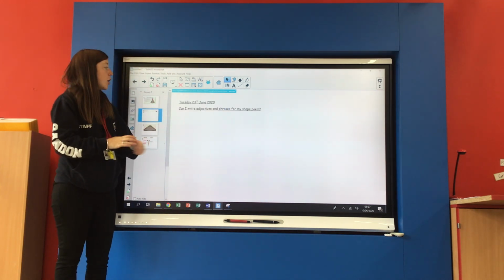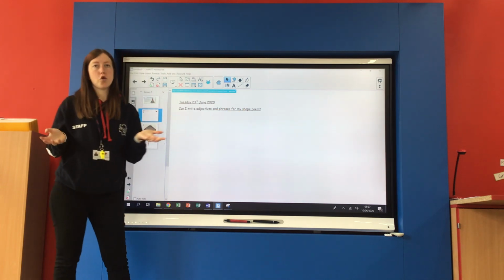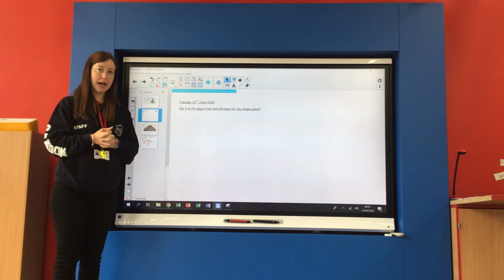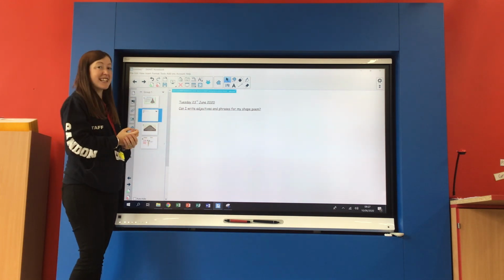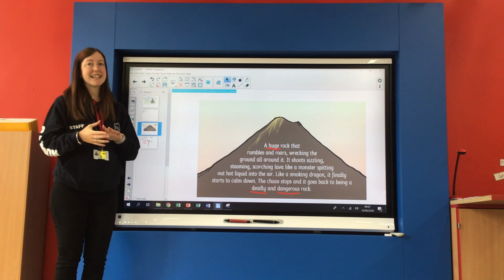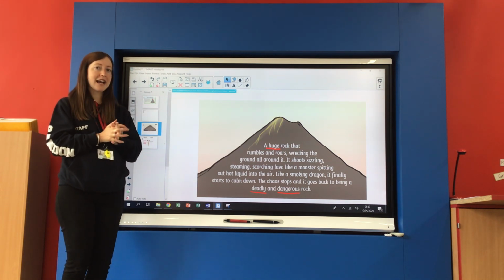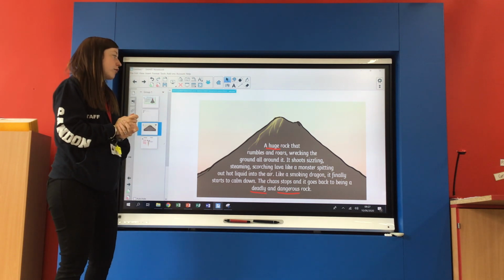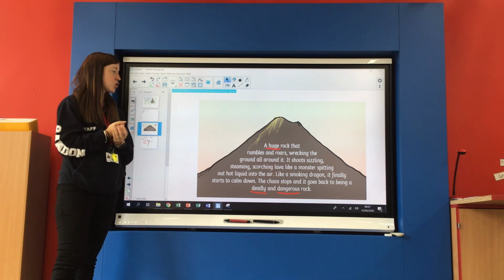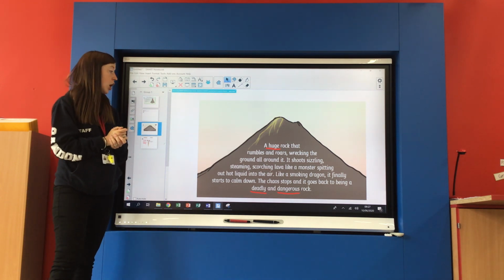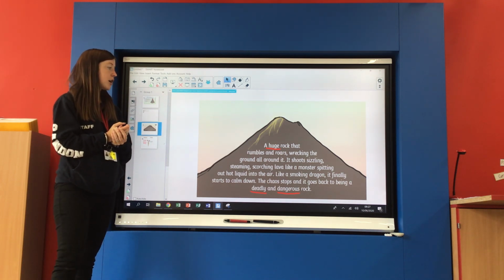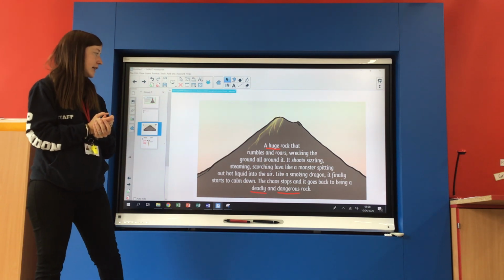The next part of our learning question was to write some phrases for our shape poem. So phrases are sentences that describe our object, not just words, sentences. So let's go back to our volcano example and see if we can find any sentences that describe the volcano. A huge rock that rumbles and roars, wrecking the ground all around it. It shoots sizzling, steaming, scorching lava like a monster spitting out hot liquid into the air. Like a smoking dragon, it finally starts to calm down. The chaos stops and it goes back to being a deadly and dangerous rock.